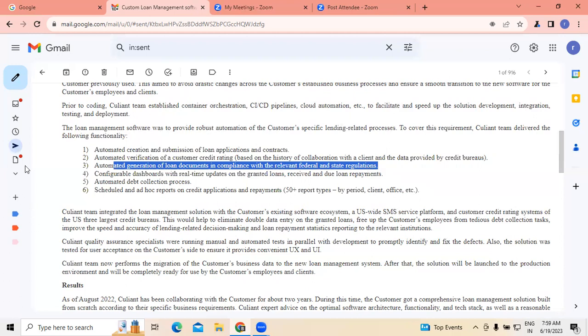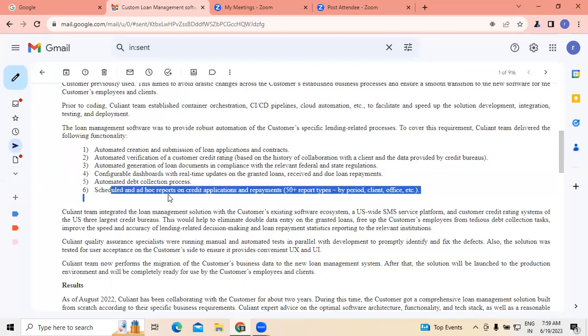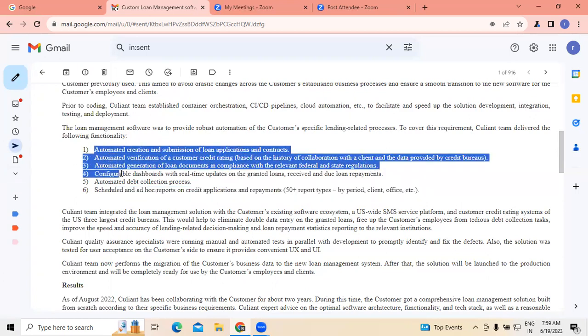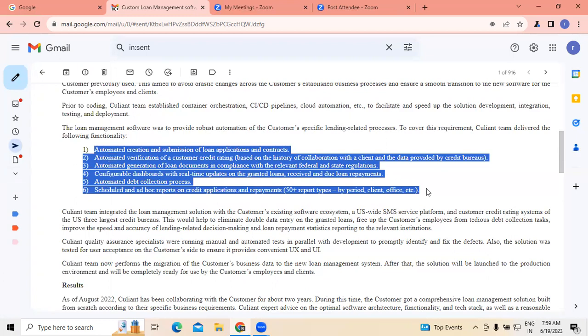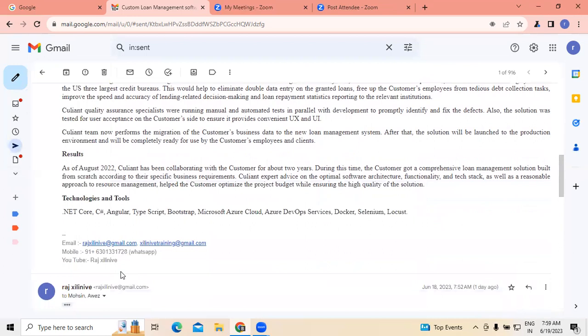Next, configurable dashboards with real-time updates is also one more functionality. Followed by this, scheduling ad hoc reports is also one of the functionalities. So these are the functionalities in context to the loan management system that Qlint is providing for their customers by understanding this.